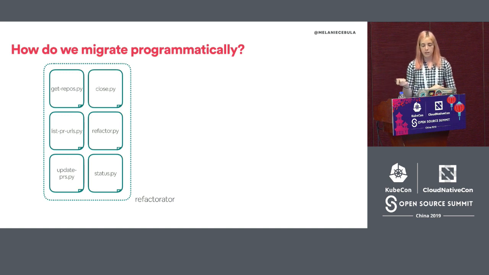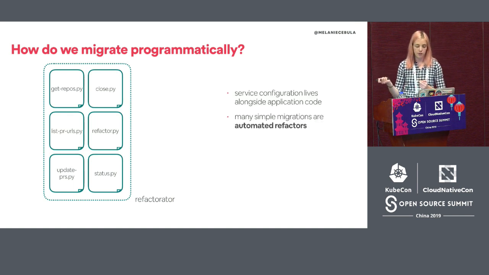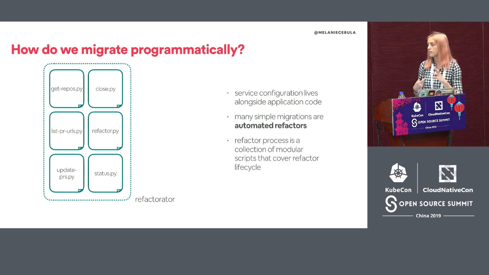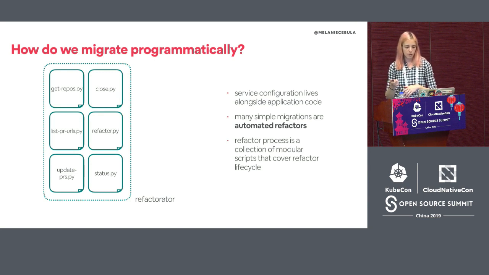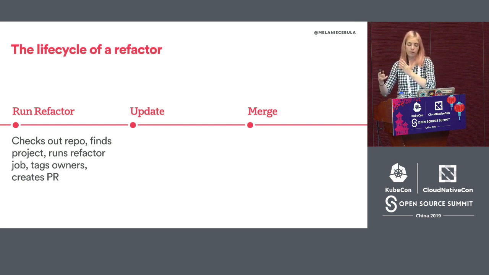So we have something called a refactorator. So it performs refactors. It's basically, because we have infrastructure as code, now we've unlocked automatic refactors. And basically, this process is a bunch of scripts that cover the whole refactor itself. So if you think of how a refactor should look, basically we have a Kubernetes cron job that runs, and it can look at a code base and know what state it is in and what state we want it to get into, and run the refactor.